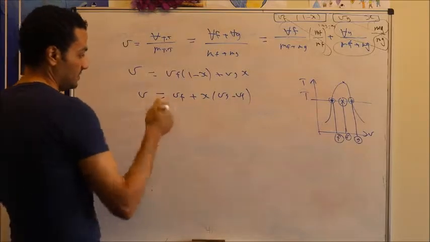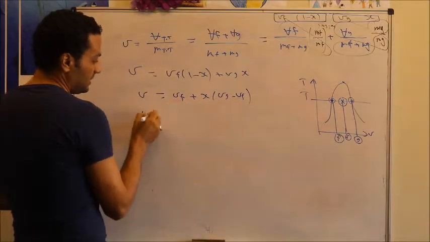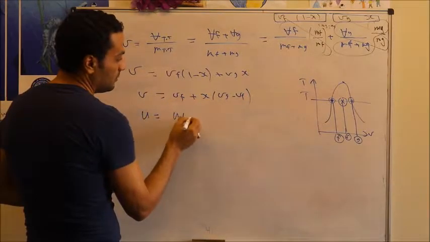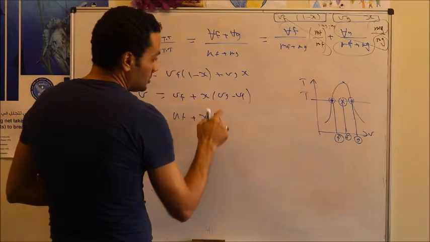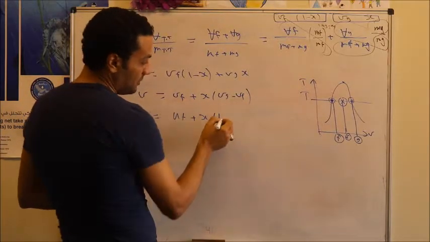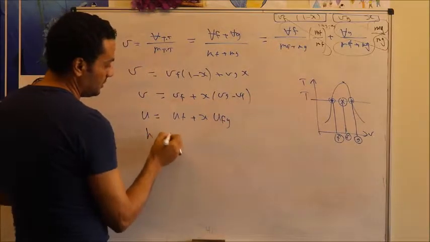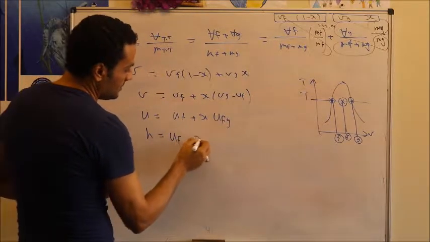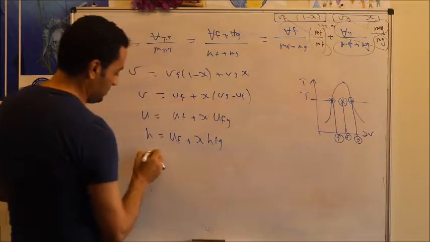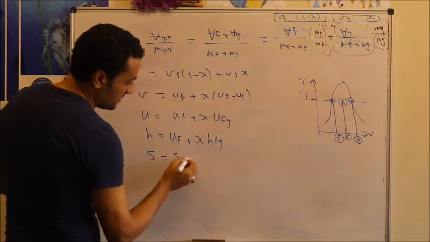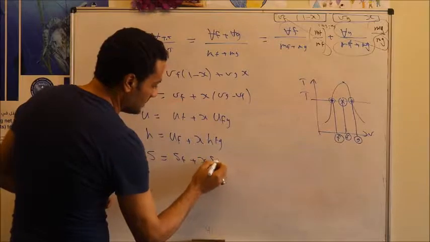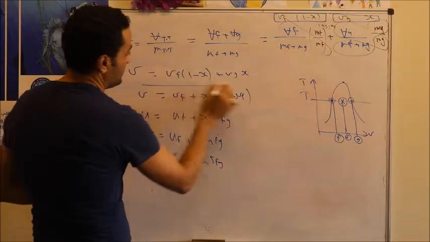Actually, very similar to this procedure, we can also calculate the internal energy, which will equal U fluid plus X multiplied by (U gas minus U fluid), which is called UFG. And also the enthalpy will equal H fluid plus X multiplied by HFG. Entropy also is similar, S fluid plus X multiplied by SFG.